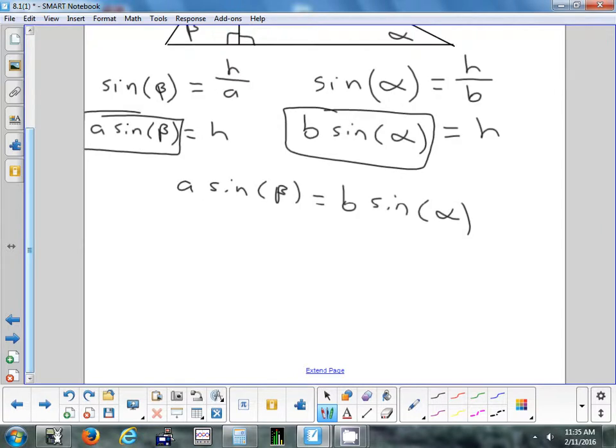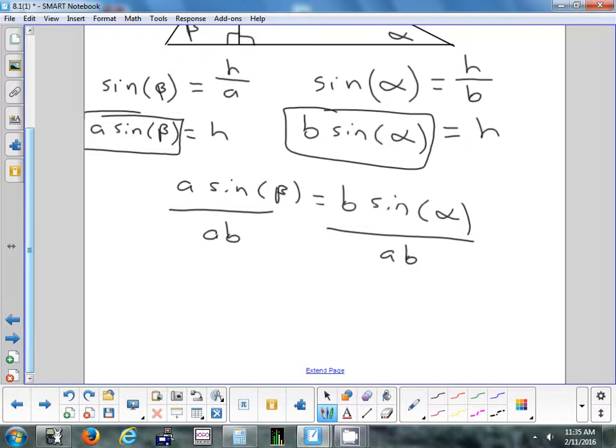Okay, and now the last thing I'd like to do is try to get all the A's and alphas on the same side and the B's and betas on the same side. So what could I divide each side by to do that? A and B. Yeah, divide by AB. Okay, now normally I say be careful when you divide by a variable because it could be 0.